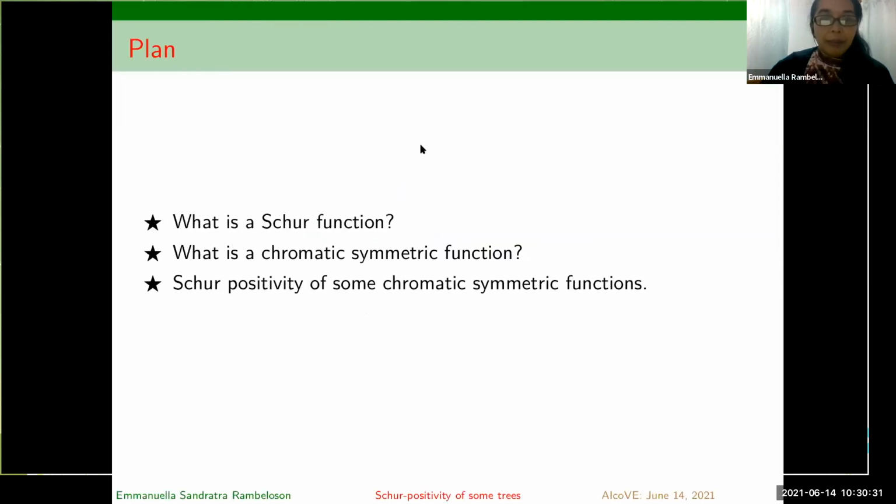All right. Here is the plan of this talk. First of all, we are going to define what is a Schur function. After that, we are going to define what is a chromatic symmetric function, and then we are going to talk about the Schur-positivity of some chromatic symmetric functions.